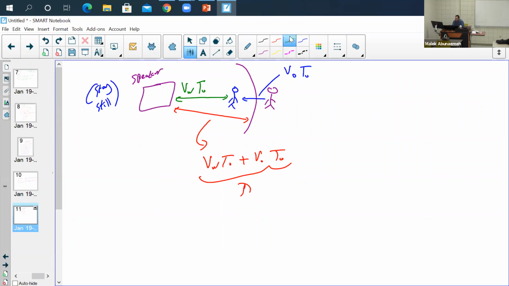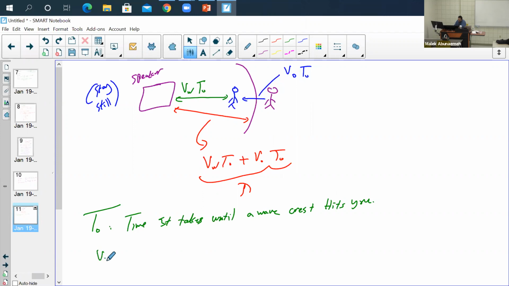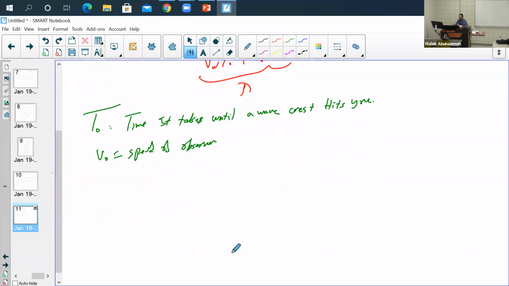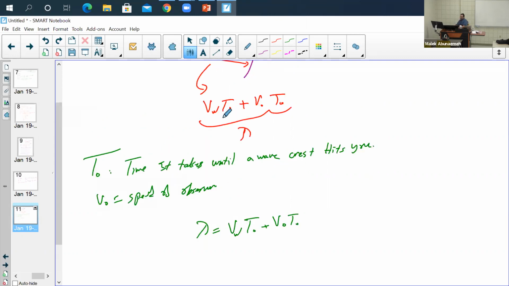So let me actually write this down. T naught is the time it takes until a wave crest hits you right over here. And your V naught, that's your speed of observer. And we said the lambda is going to equal your V_W T naught plus your V naught T naught. And that's what we just had.